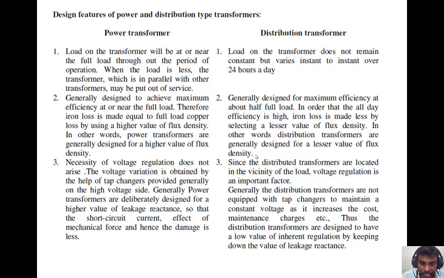And in case of a power transformer, voltage regulation does not arise, because usually it works at full load condition, whereas in a distribution transformer voltage regulation is an important factor. And distribution transformers are not equipped with tap changers, whereas power transformers have a provision of tap changing.